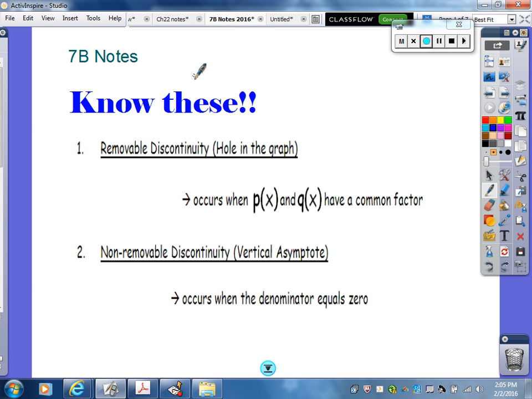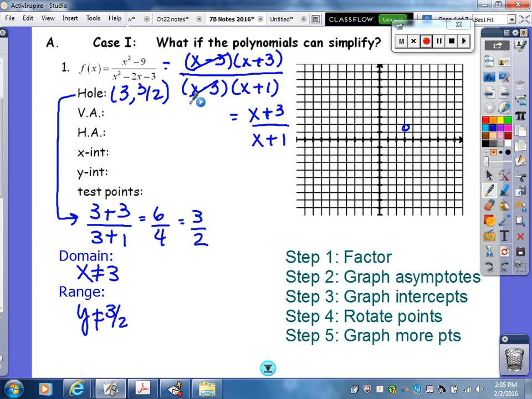So whatever's left once you simplify these things in the denominator, that's going to give you your vertical asymptote. So it's the 0 of the denominator. So I have a vertical asymptote at x equals -1. That's going to be a restriction on my domain.